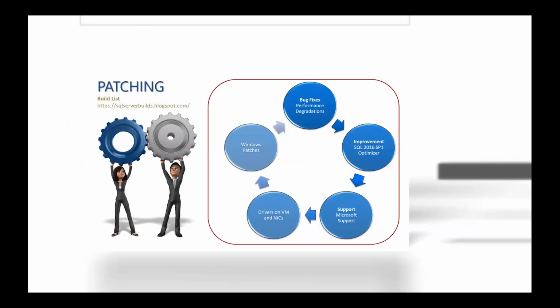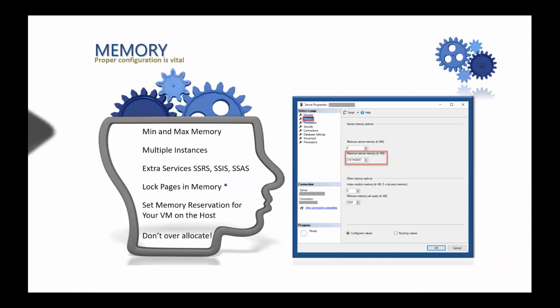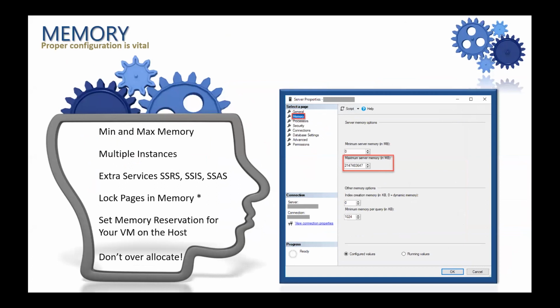Memory, this is a good one. How many of you guys have actually come into a system where the max memory setting is set to 2,147,483,647, blah, blah, blah. That means your memory has never actually been performance tuned. And this is something you need to go back and look at. Setting your min and max memory can make a huge difference, because what this does is tell SQL Server how much memory it's allowed to use.